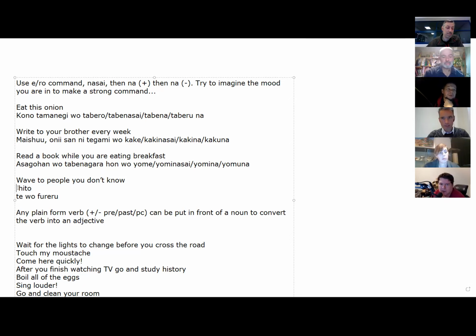Shiru. This is a group... which group is this? Group 2? It looks like it, doesn't it? But it's not. It's group 1. Because if it was group 2, then the masu form would be shimasu. Which it can't be, right? Shirimasu. Yeah, group 1, exactly. So Martin, how would you then use it to make 'people that I don't know'?